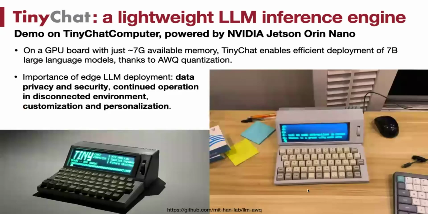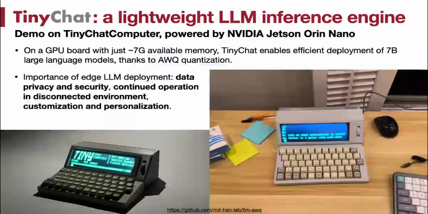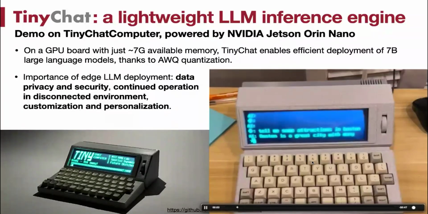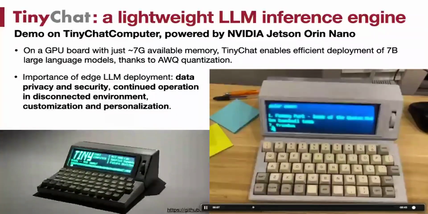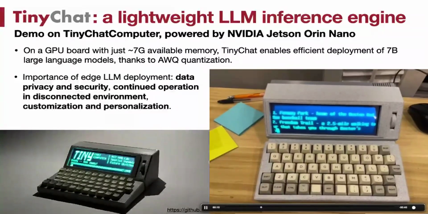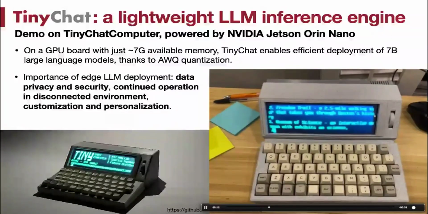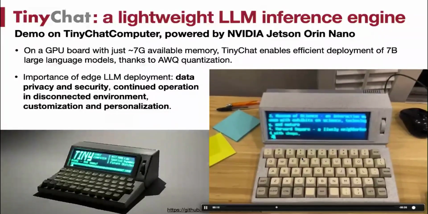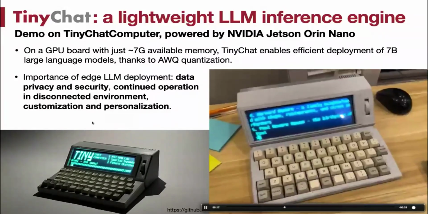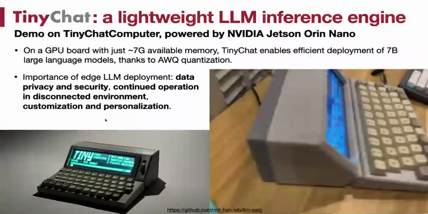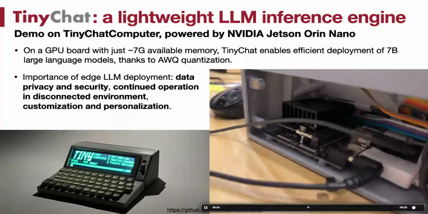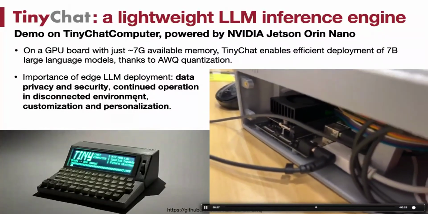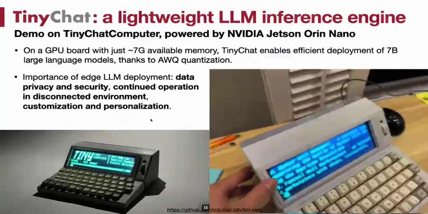We actually built a tiny chat computer, so that you can chat locally on a computer. We 3D printed this box. It has a Jetson Orin Nano in the back, very cute. It runs the 7 billion parameter model with relatively real-time latency. Data privacy and security are well maintained by such on-device deployment, even without internet, for customization and personalization.